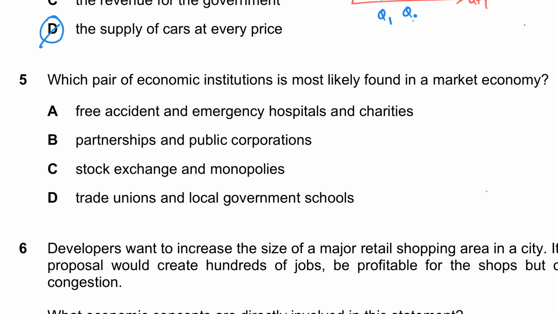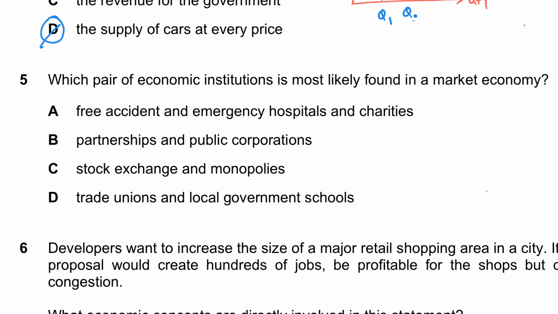In question number 5, they say, which pair of economic institutions is most likely found in a market economy? So remember, what is a market economy? A market economy is one where there is no government intervention. There is no government, everything is decided through the market forces of demand and supply. So there's only what we call the private sector.